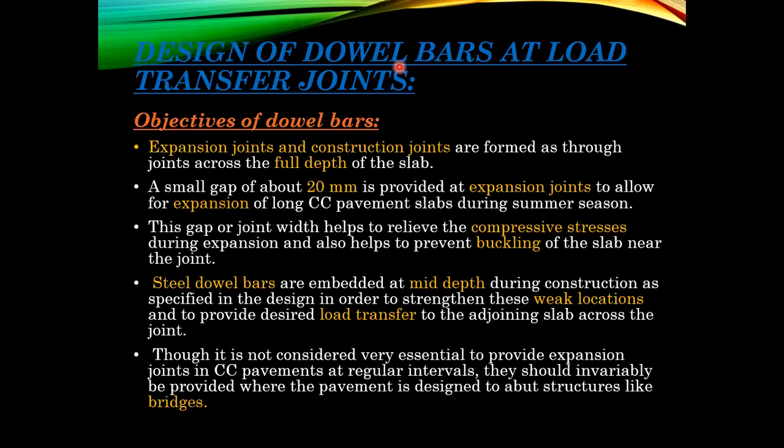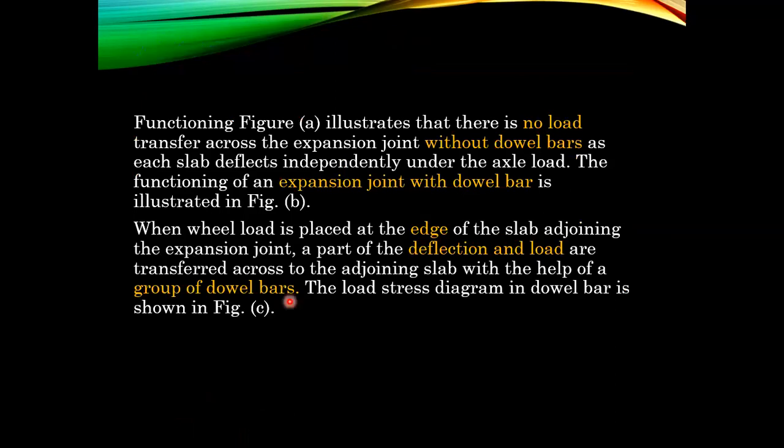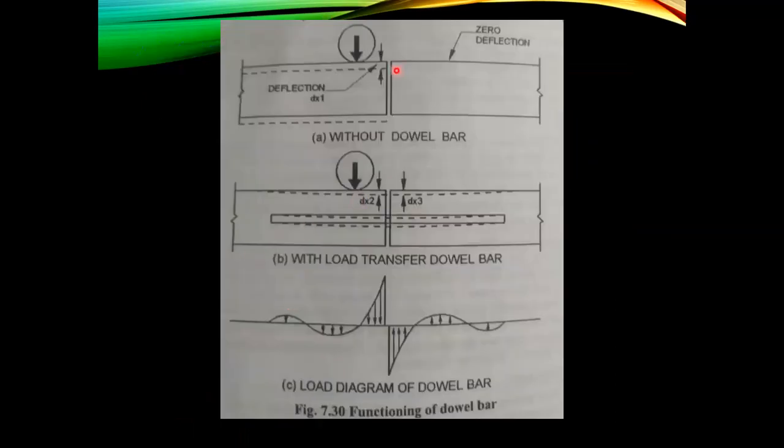These are the objectives, and I will show the figure. You can see here, this is the first figure where dowel bar is not provided. In this figure there is no dowel bar. Here in this figure you can see this is a dowel bar, where dowel bar is constructed at the mid depth. Assume this is the total thickness 200, and this is the mid depth. If suppose you are not providing this dowel bar, what is happening?